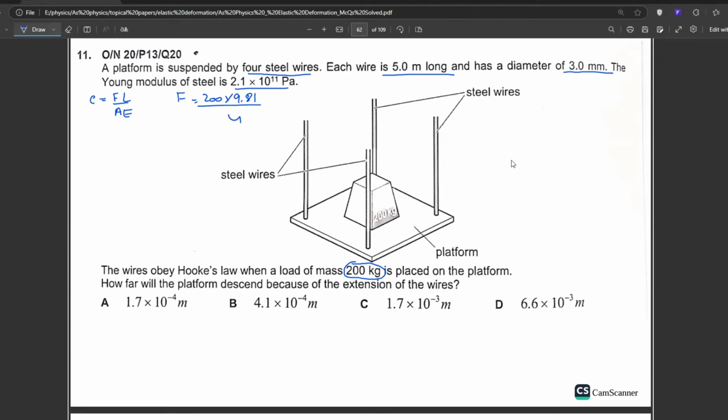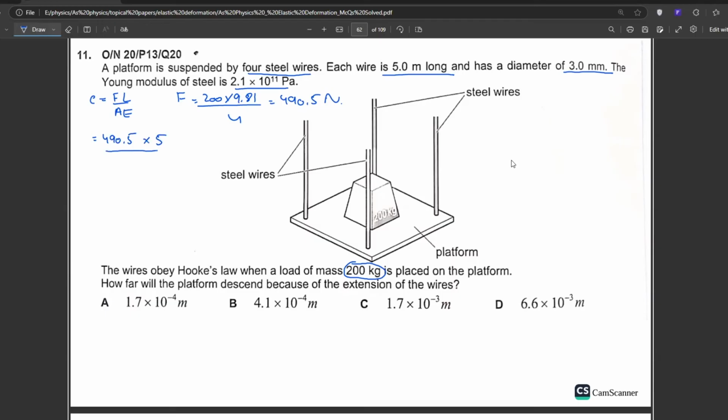This comes out to be what? Let's calculate this. 200 into 9.81 divided by 4. This gives you an answer of what? 490.5. 490.5 newtons is your force. Perfect. Let's place it here. 490.5. Your length is 5.